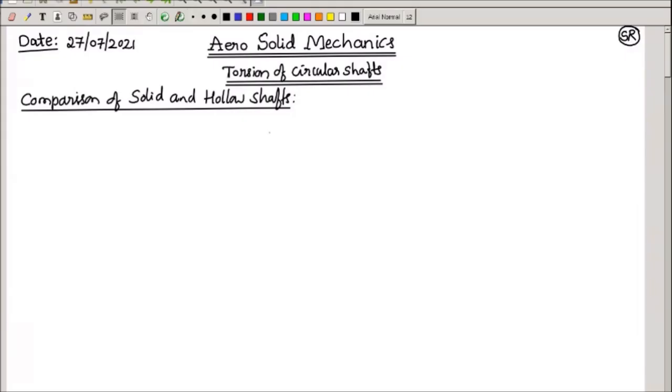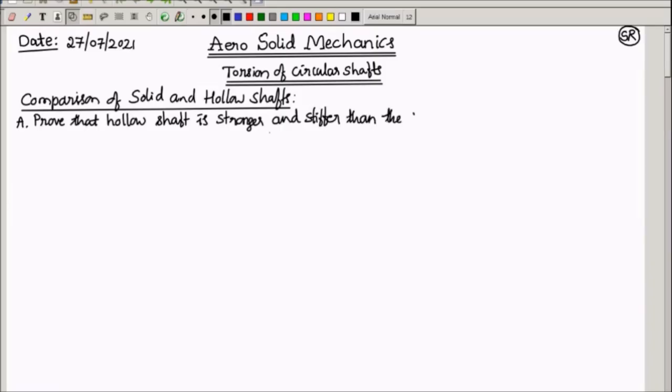We will try to compare these under three headings. First heading, we call it A. I will write a question and we'll try to answer that question. Prove that hollow shaft is stronger and stiffer than the solid shaft of the same material, length, and weight.